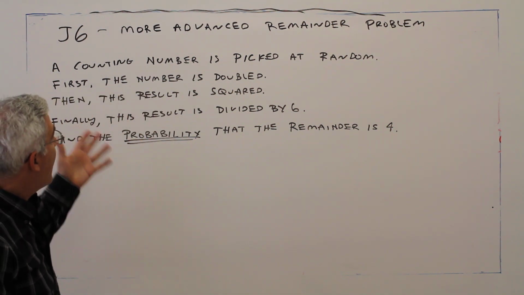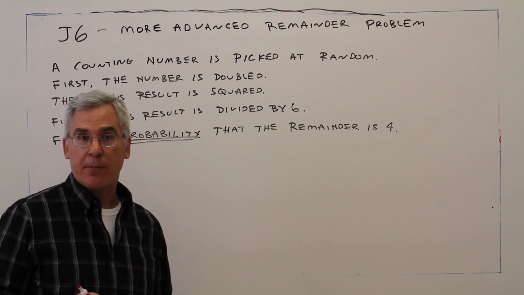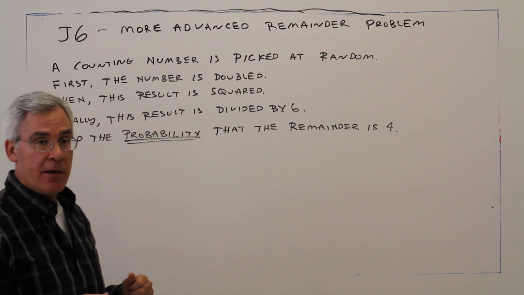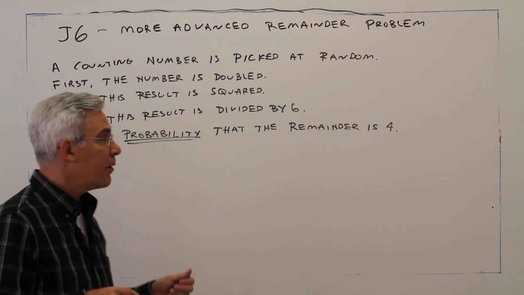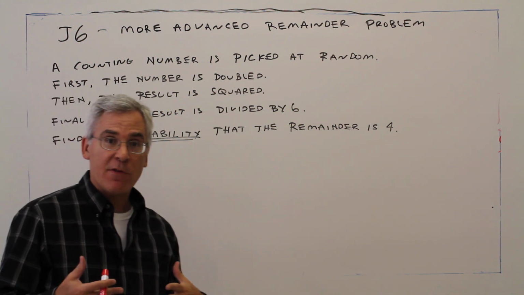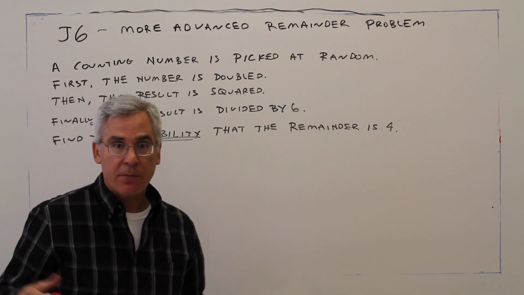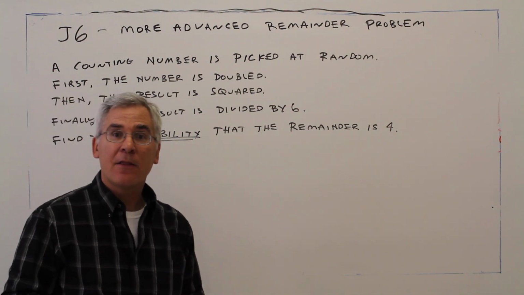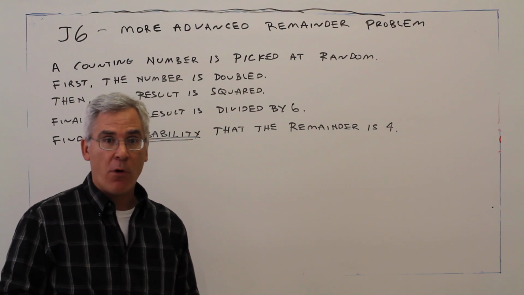Here it goes. A counting number is picked at random. First, the number is doubled. Then, this result is squared. Finally, this result is divided by 6. After doing all those operations, find the probability that the remainder is 4.